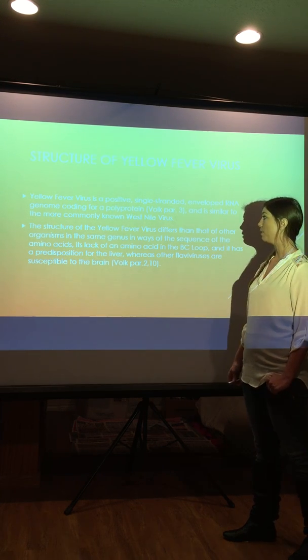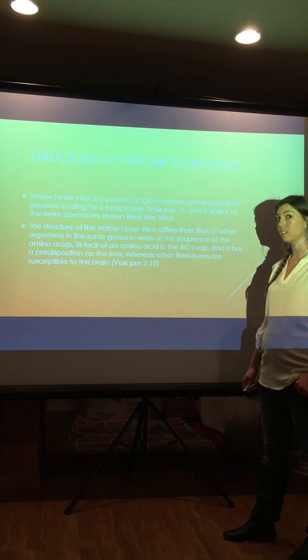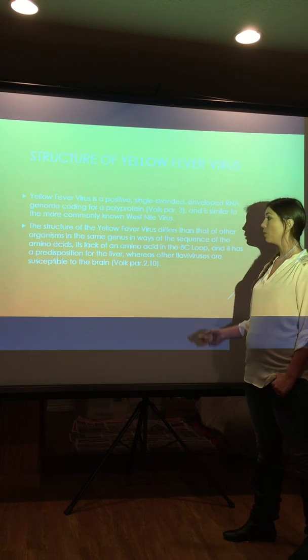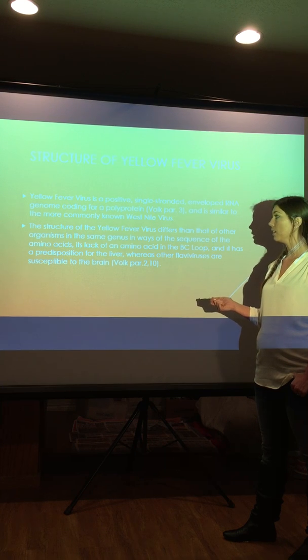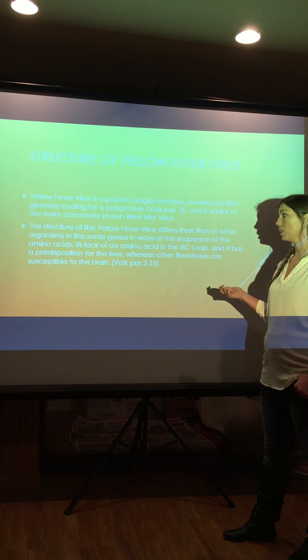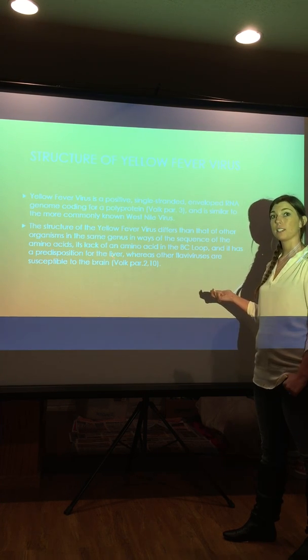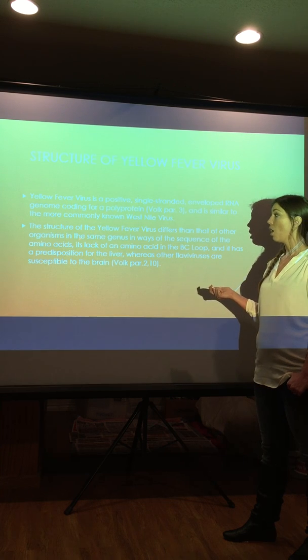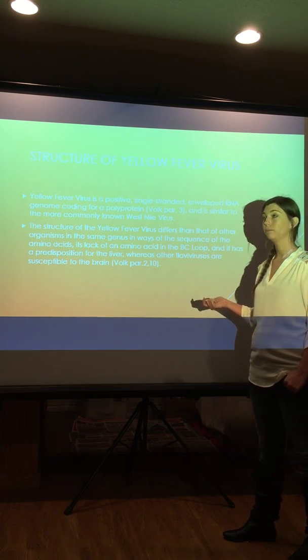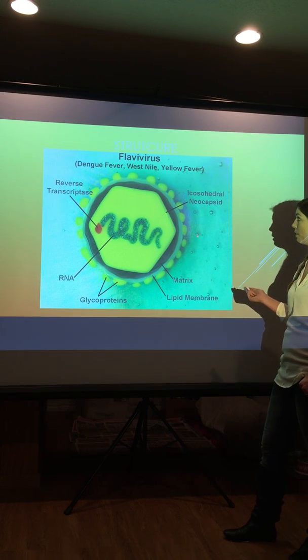The structure of the yellow fever virus differs from that of other organisms of the same genus in that the sequence of amino acids is different, it lacks an amino acid in the BC loop, and it also has a predisposition for the liver, whereas other viruses of this flavivirus genus are more susceptible to the brain. This is a common structure of a flavivirus.